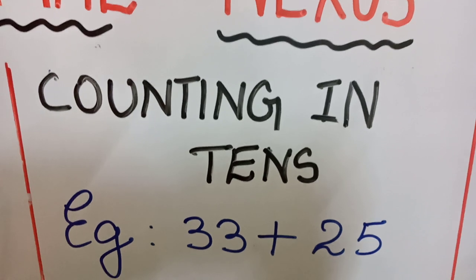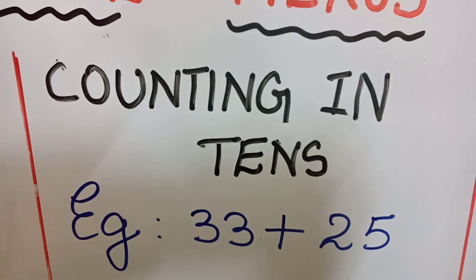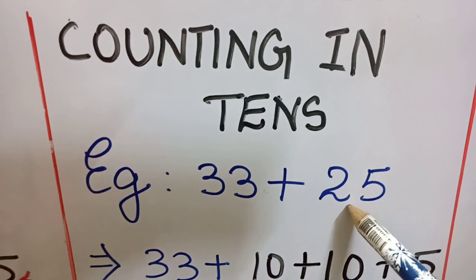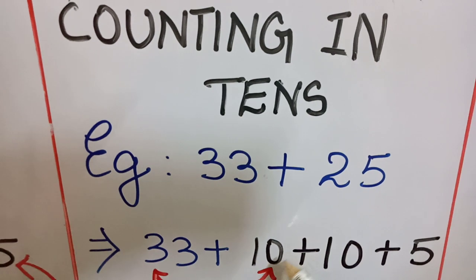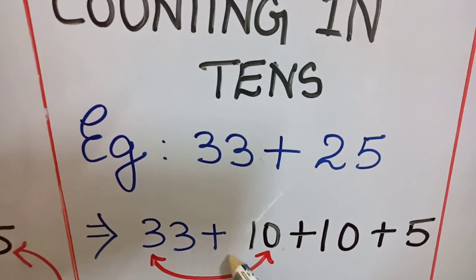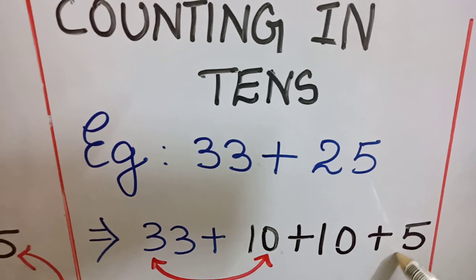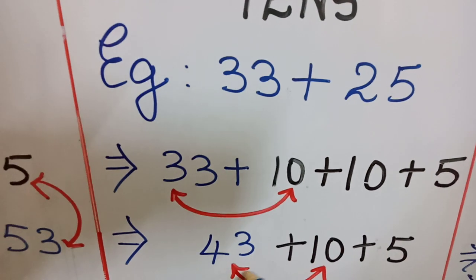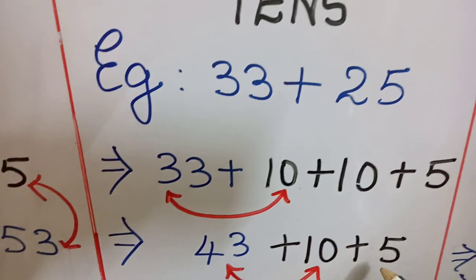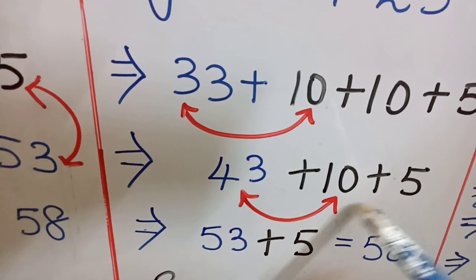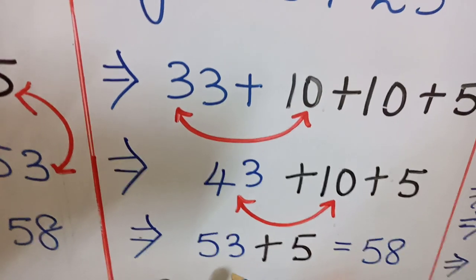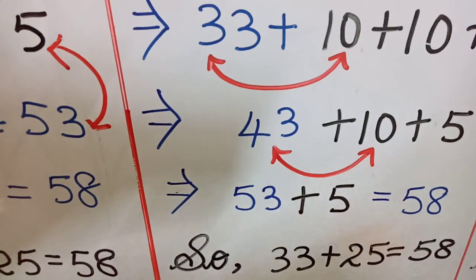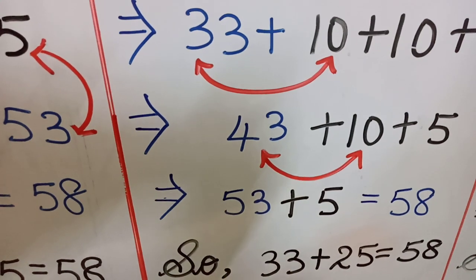Strategy 2. Counting in tens. Example, 33 plus 25. As the strategy says, we are going to expand the number 25 in terms of tens. That is 33 plus 10 plus 10 plus 5. Now by grouping 33 and 10, we have 43 plus 10 plus 5. And then by grouping 43 and 10, we have 53 plus 5. So now 53 plus 5 gives you 58. So 33 plus 25 is equal to 58.